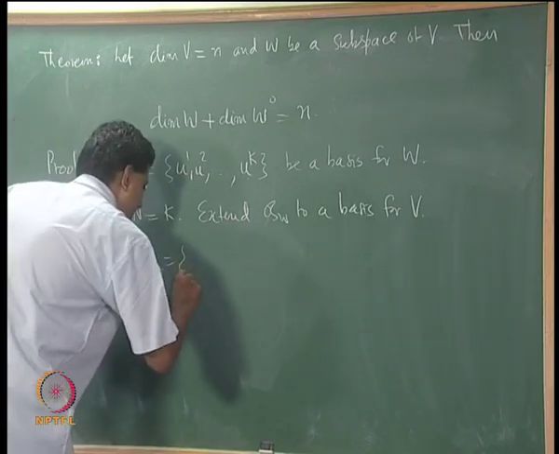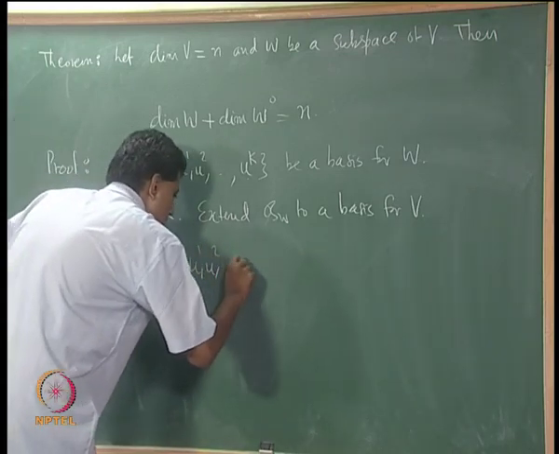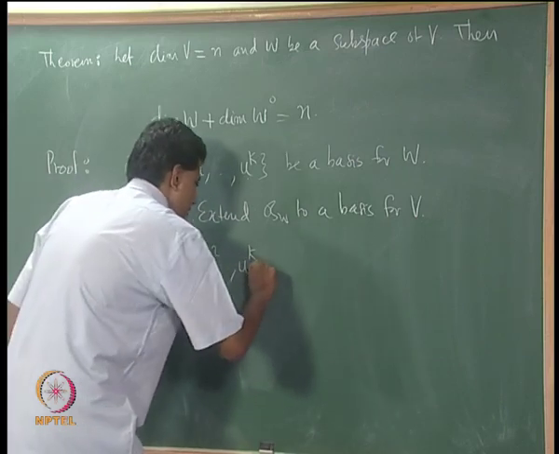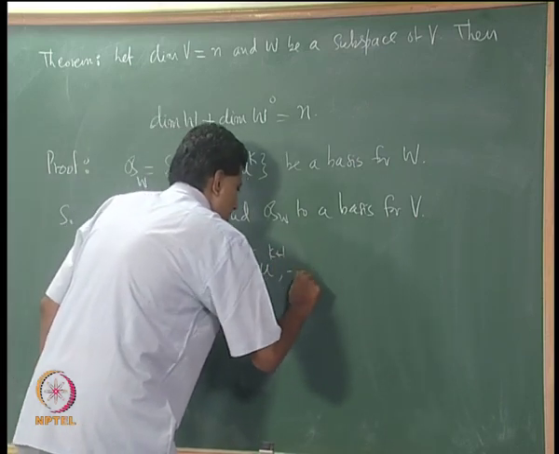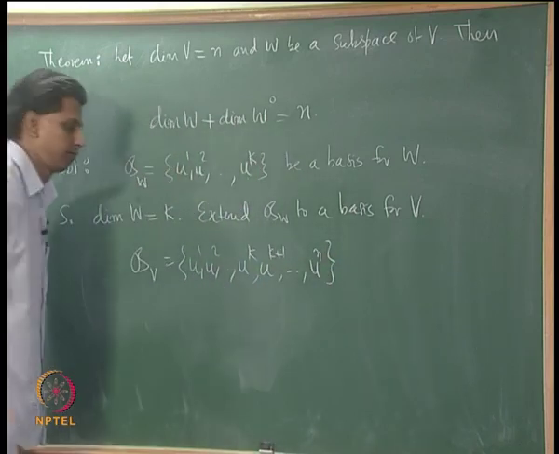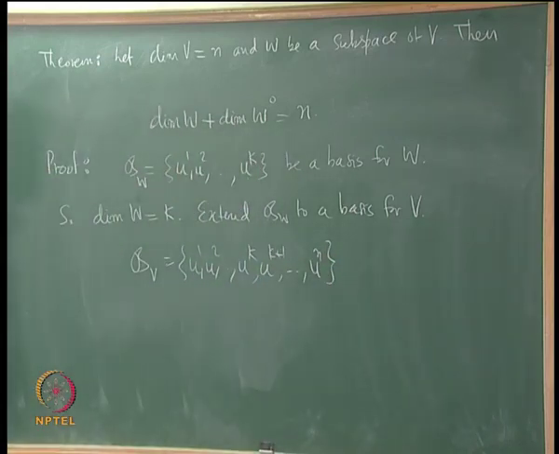BV contains BK, so it contains the vectors U1, U2, etc., UK, and also other vectors. I will call them UK plus 1, etc., UN. U1, etc., UN, because the dimension of V is N. This is a basis for V.